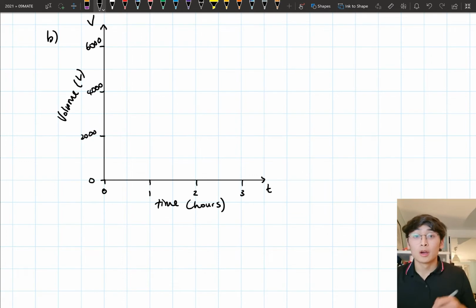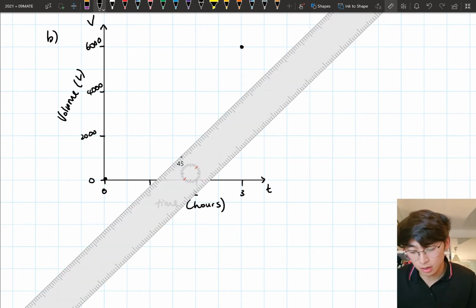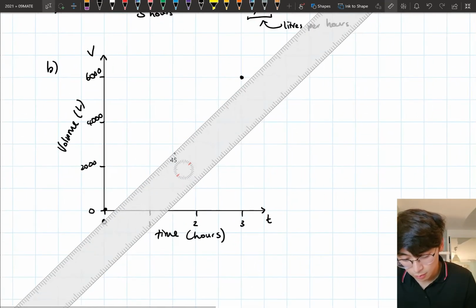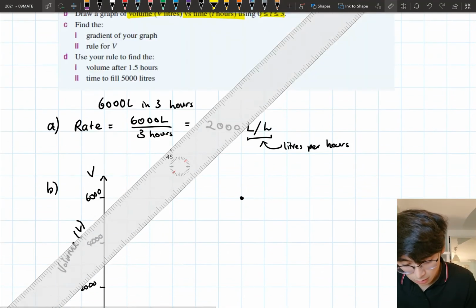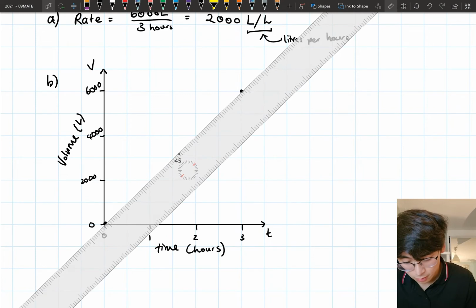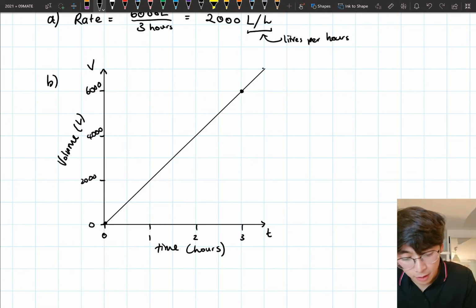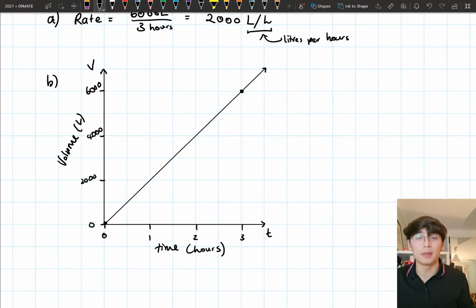Okay, so what I know is I start off at empty, and my other point is at 3 hours we poured in 6,000 liters, so I can just draw a straight line through those. If I can draw a straight line, let me try that again. There we go. Okay, cool. So there's my straight line. This is my graph of volume versus time. Okay, that's part B. We've drawn a graph that shows how my volume is changing over time.